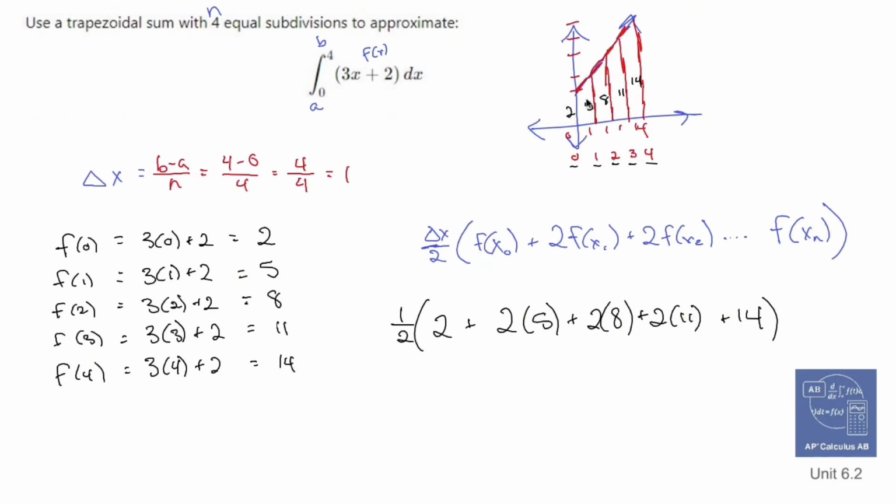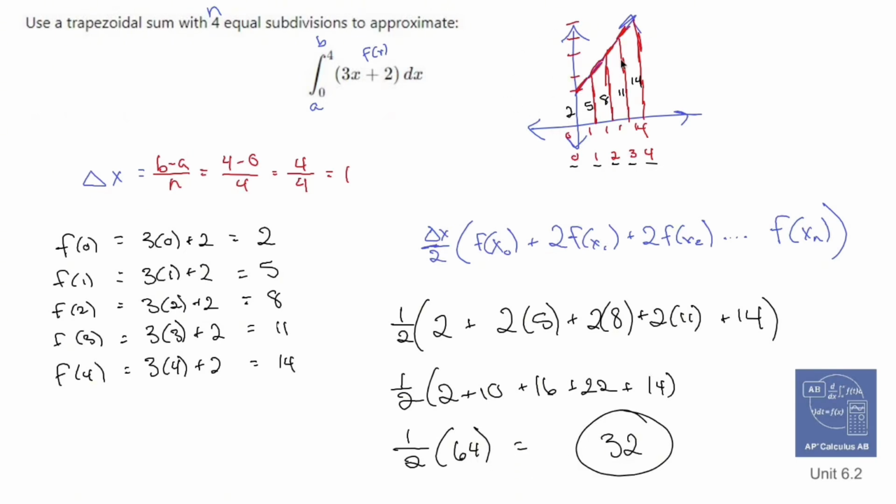Okay, so again, 1/2 of 2 plus 5, 1/2 of 5 plus 8. And so 5 is being used twice, 8 will be used twice. That's why these are 2's. All right? When you do all that, you get half of 2 plus 10 plus 16 plus 22, the Taylor Swift special, plus 14. All of these numbers on the inside add up to 64, so half of 64 is going to be 32. And based on the picture that I drew, that is going to be an extremely accurate, if not an exact answer. Okay, so trapezoidal sum, wacky stuff, but fun.